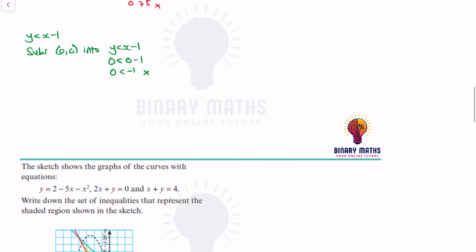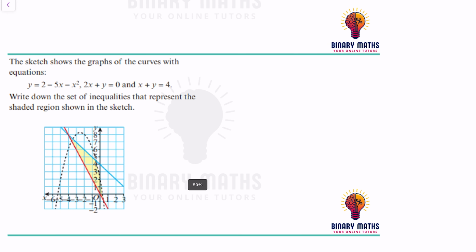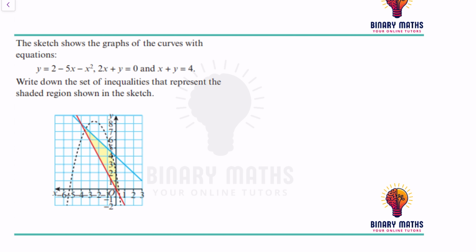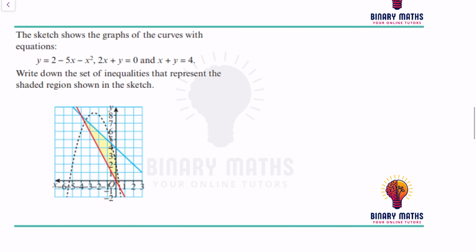Okay, the last one is going the opposite direction, which means you're given the graphs and you're trying to find out what the inequalities are. So the sketch shows the curves with the equations y is equal to 2 minus 5x minus x squared. Obviously the curve is that one, because that must be the quadratic. So that must be y is equal to 2 minus 5x minus x squared.